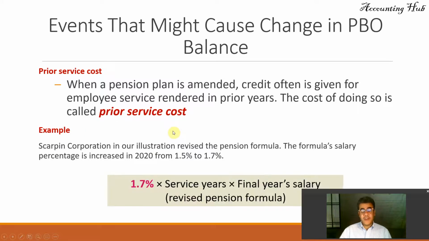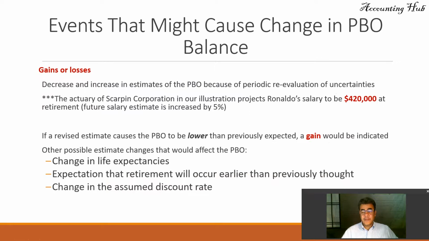Or higher service cost when we change the formula. Now the formula instead of 1.5% is 1.7%. This is our second scenario in our Excel file. And gain or losses. That is our topic today. Decrease and increase in estimates of the PBO because of periodic revaluation of uncertainties.